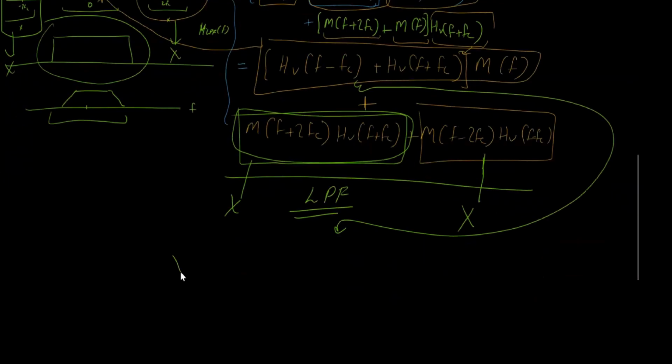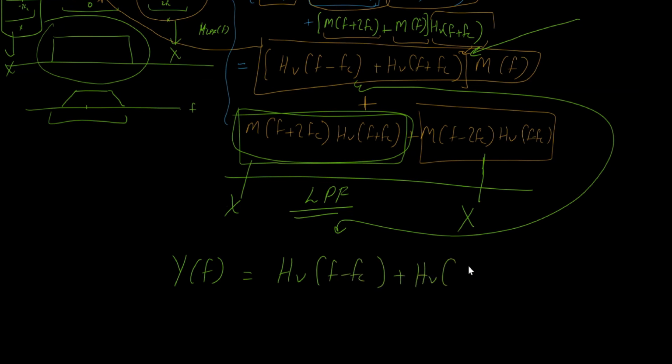So we are having an output Y of f that is equivalent to this characteristic of a filter, which is Hv of f minus fc plus Hv of f plus fc, times M of f, right? And the rest of the terms are basically cancelled off.